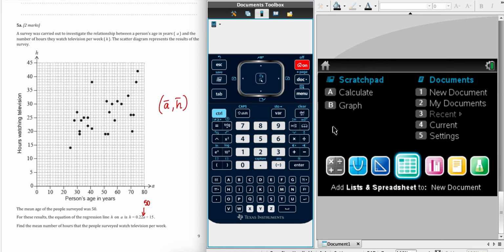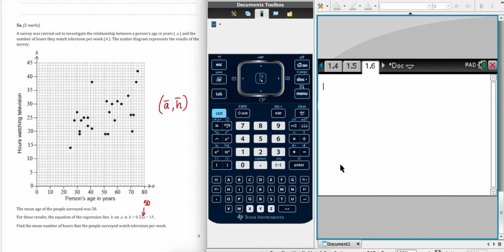And I can do that on the GDC. So my answer H is 0.22 times 50, and I'm going to add on my 15. So my answer is 26. Okay, so H is equal to, and again, show some working, 0.22 times 50 plus 15. H is equal to 26.